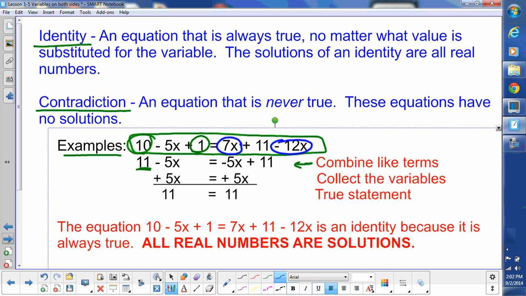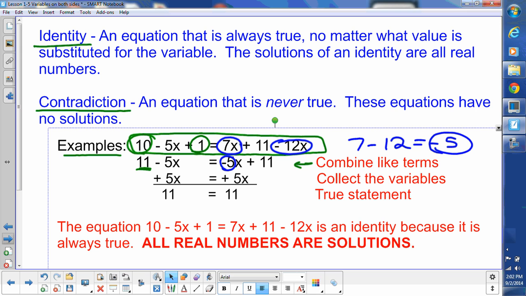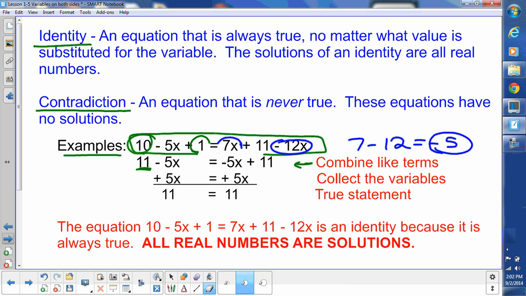So to combine these like terms, we're going to combine 7 minus 12, which is negative 5. So our coefficient for the x term is negative 5. 7x minus 12x is negative 5x. We also have plus 11 on the right-hand side. We bring that 11 down. Our next step is to collect the variables on one side. We collect them on one side.